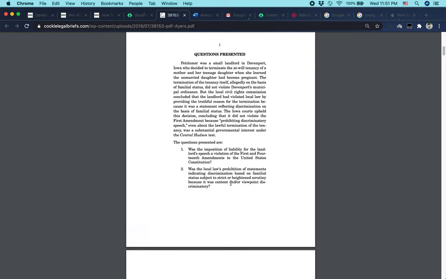So next, there are the quote questions presented. These are the things the amicus brief seeks to answer. This is what the author formulates. This is what they think is the most important part of the amicus briefs. So here they say, was the imposition of liability for the landlord's speech a violation of the First and 14th Amendments to the United States Constitution?